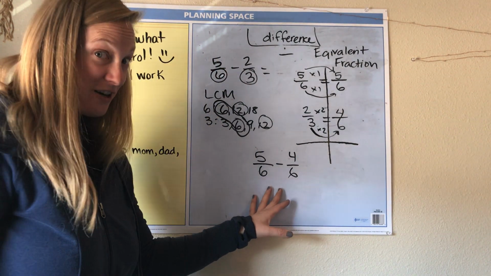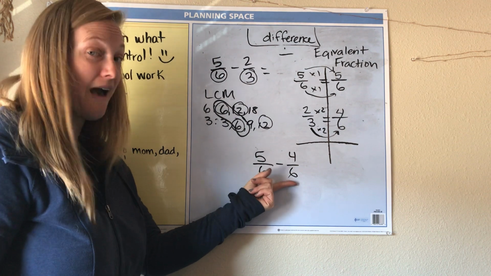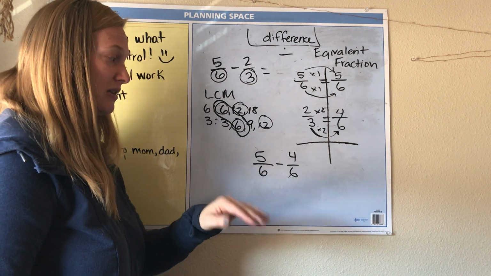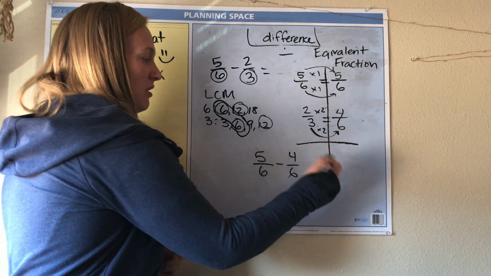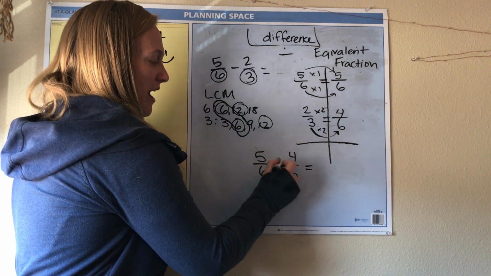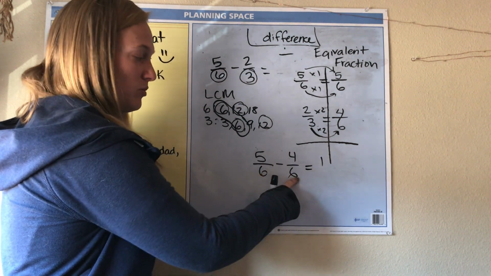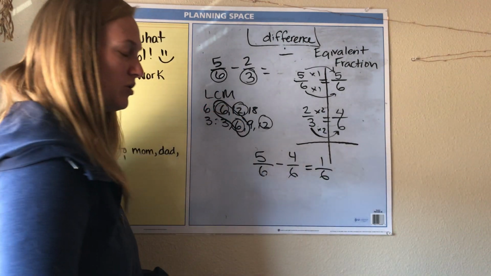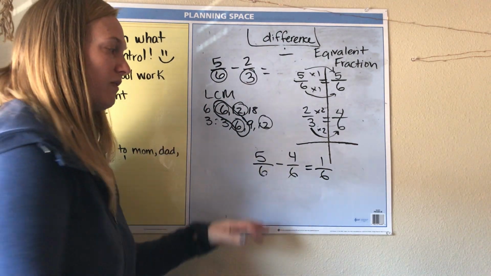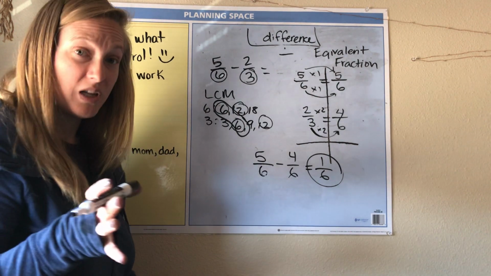Hopefully you got this correct so far. Can I subtract as is? Yeah, I have common denominators. I can go ahead and subtract. Remember, adding and subtracting fractions, working in the numerator. 5 minus 4 gives me 1. I do not subtract the denominators. I keep the denominator the same if I'm adding or subtracting fractions. My final answer is 1/6. Hopefully you got that correct.